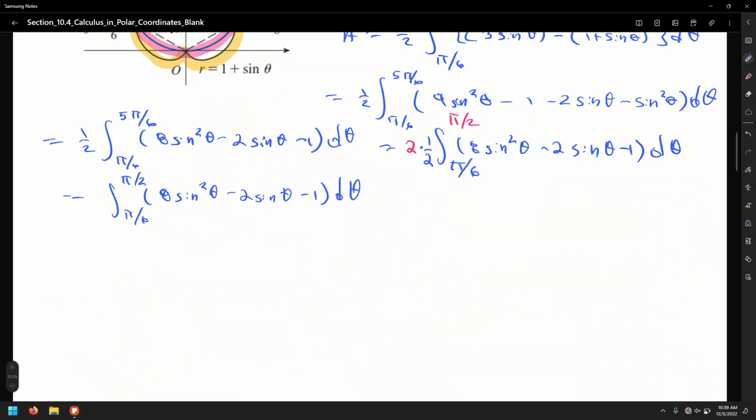So let's integrate. Okay, 8 times the integral from pi over 6 to 5 pi over 6 of sine squared theta d theta, minus 2 times the integral from pi over 6 to 5 pi over 6 of sine theta d theta. And okay, let me make some room over here.